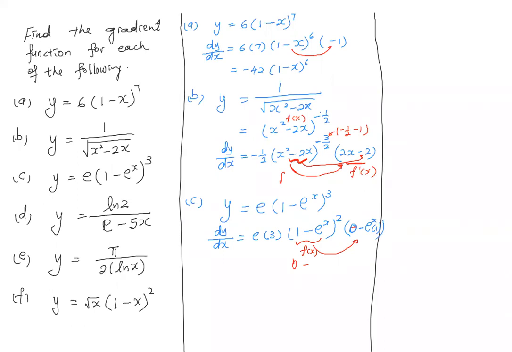So now I got 3e to the power x over (1 minus e to the power x) squared, negative. If you want to simplify further, you can. That is negative 3e to the power x (1 plus x) over (1 minus e to the power x) squared.